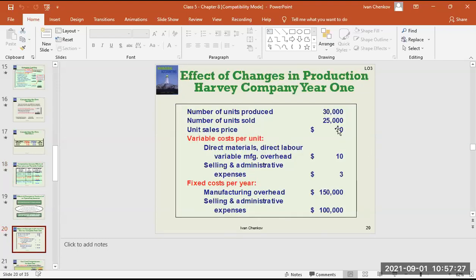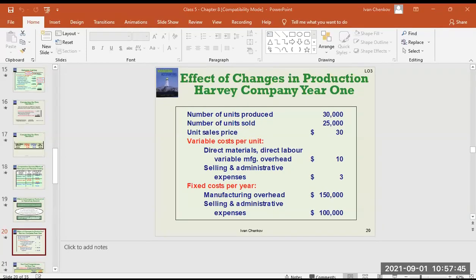So the unit price, we're still selling for 30, direct material and labor $10, manufacturing overhead is 150. But now, fixed manufacturing overhead per unit is not going to be $6 because we're producing 30,000. In this case, our fixed manufacturing overhead per unit will be 150 divided by 30, which is going to be $5.